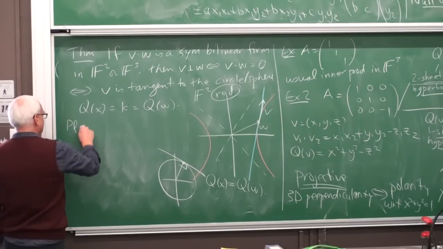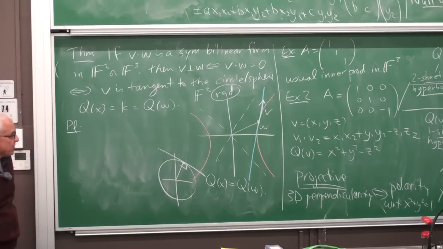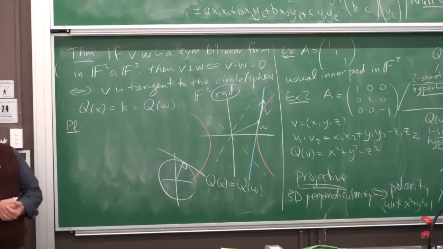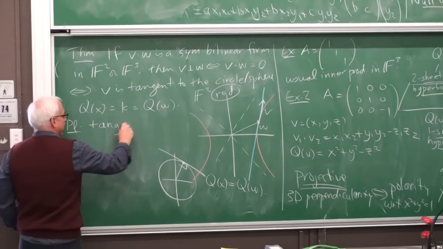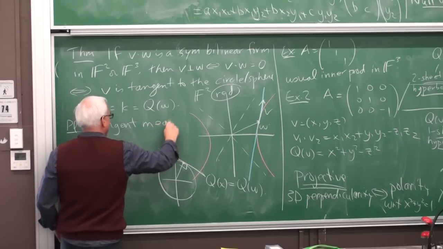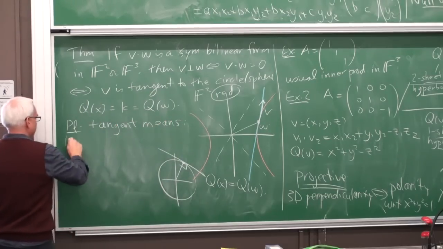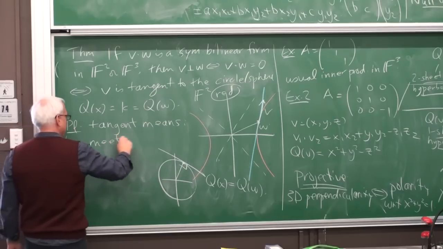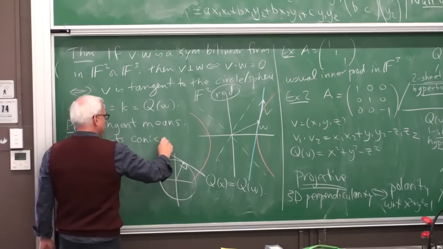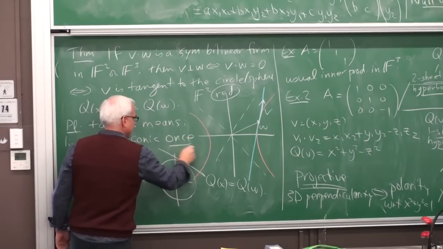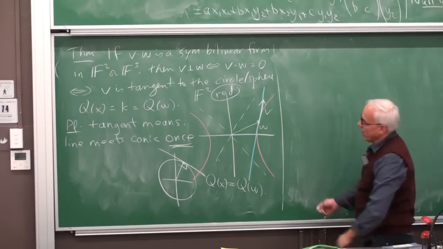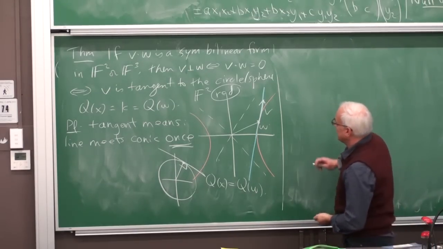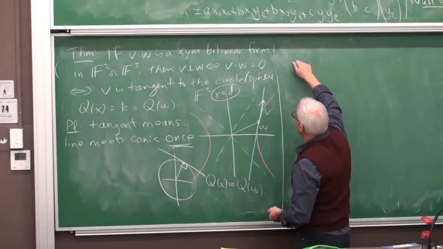All right, and the proof is not too hard. The proof just requires us to be clear about what a tangent means. So a tangent means it's a line that meets the conic once. Not 0 times, not 2 times, but exactly once. Okay, so let's have a look at what this condition means.